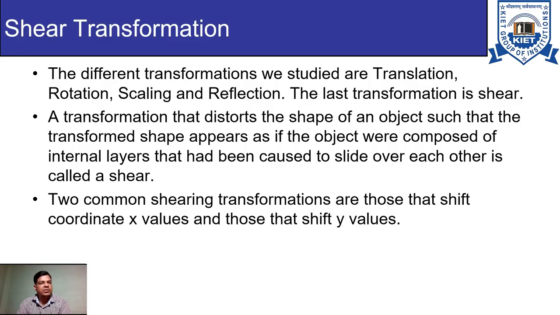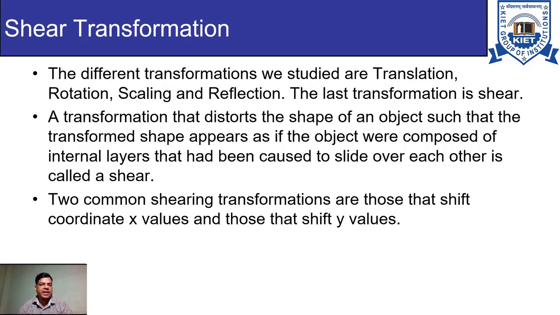Previously we have already discussed 4 transformations: first translation, second rotation, third scaling, and fourth reflection. The last transformation is shear. A transformation that distorts the shape of an object such that the transformed shape appears as if the object were composed of internal layers that have been caused to slide over each other is called a shear. So shear is a transformation which distorts or changes the shape of an object.